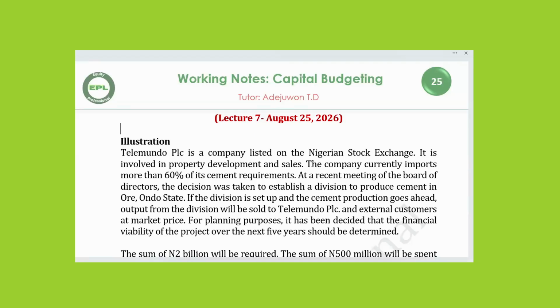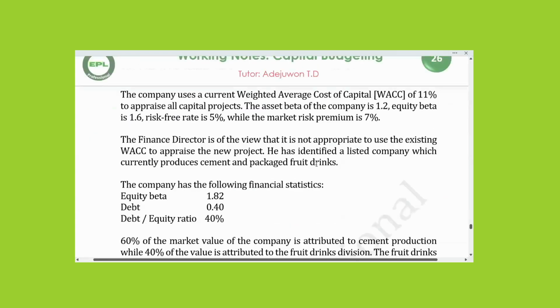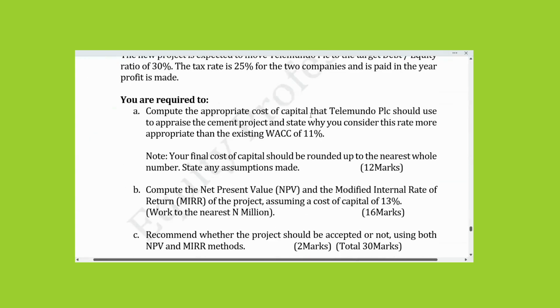Therefore, when you are given a question, first thing first, you have to identify relevant cash flow. You are going to scan through the question from A to Z. You start from the requirements. From the requirements, you will be able to deduce what you are supposed to do. At times, the examiner may be very magnanimous, showing you directly what you should do. Like for example, in this requirement B, you have to compute net present value and modified internal rate of return. The examiner is specific here.